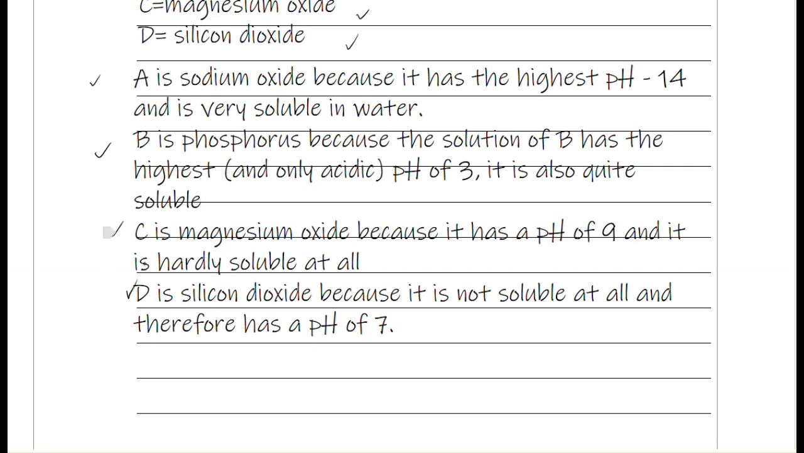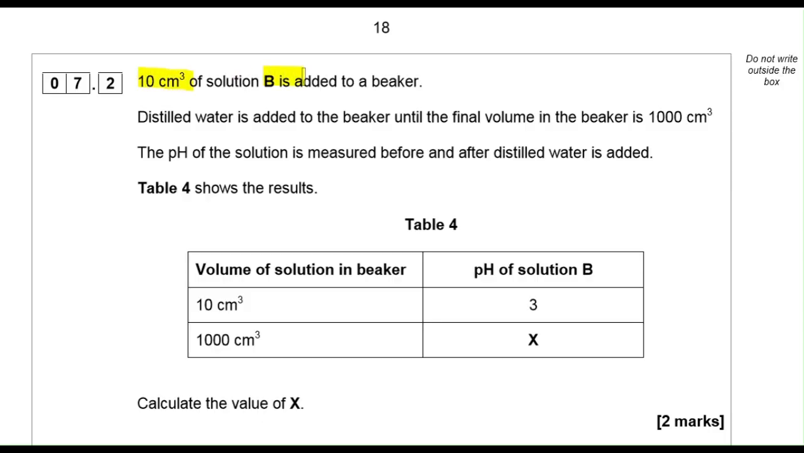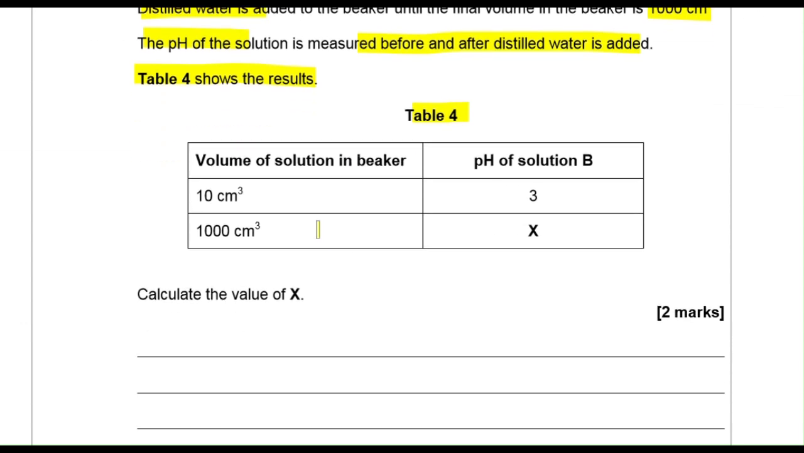Question 7.2. 10 centimetres cubed of solution B is added to a beaker. Distilled water is added to the beaker until the final volume in the beaker is 1000 centimetres cubed. The pH of the solution is measured before and after distilled water is added. Table 4 shows the results, and here's table 4. The volume of the solution in the beaker in column 1, and in the second column, the pH of solution. So the pH of 10 centimetres cubed of the solution is 3, and the pH of 1000 is X, and we have to calculate the value of X, and this is a 2-mark question.